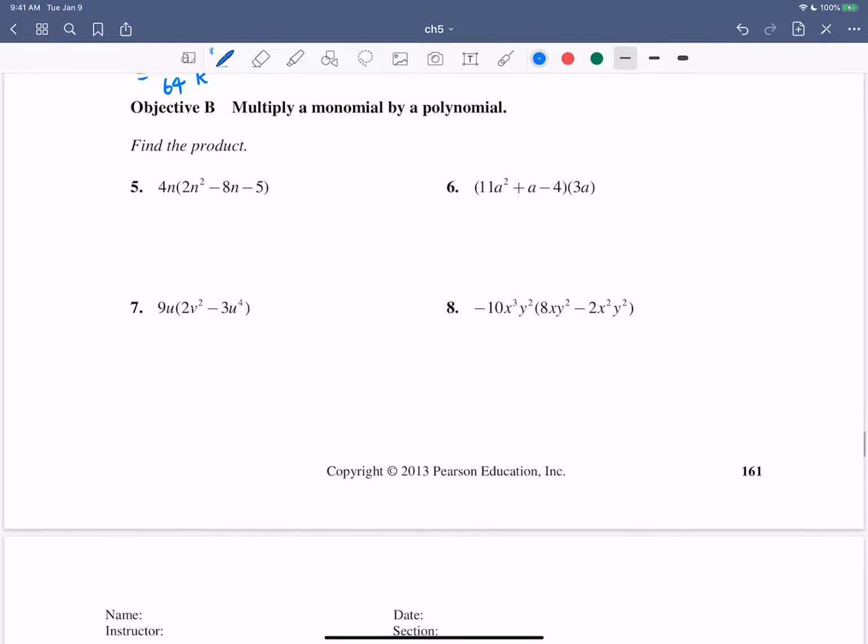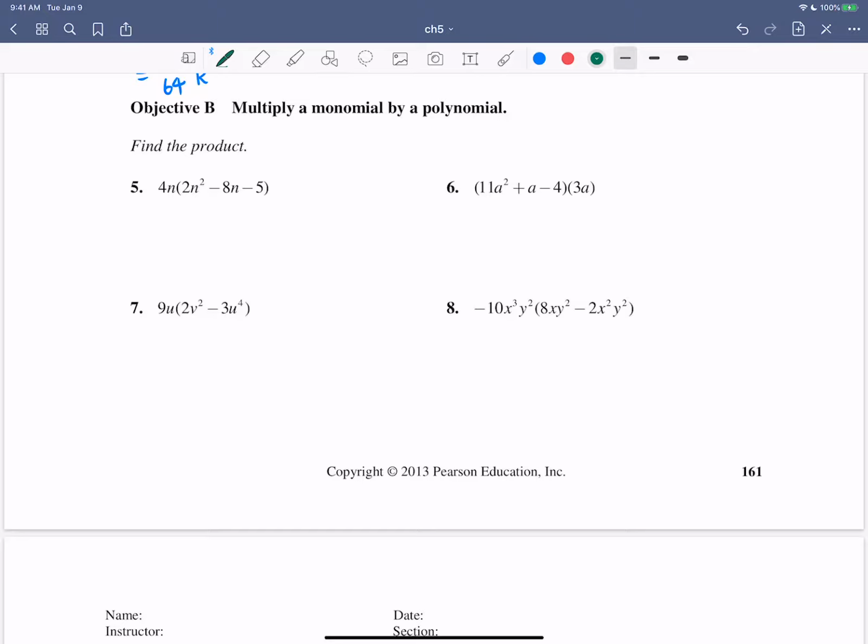Objective B. Multiply a monomial by a polynomial. For this part, all you need to do is convert the product of a monomial and a polynomial into different products of monomials. And the property that allows us to do this is the distributive property.